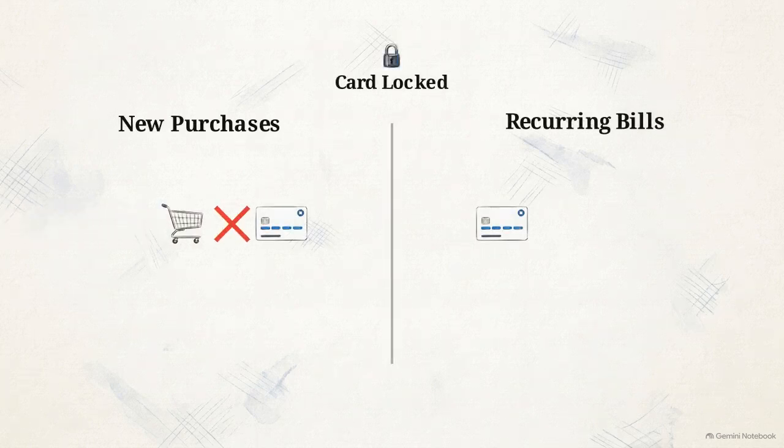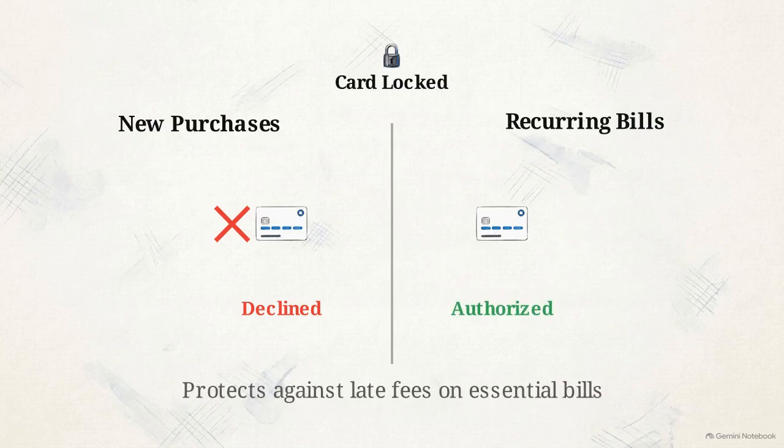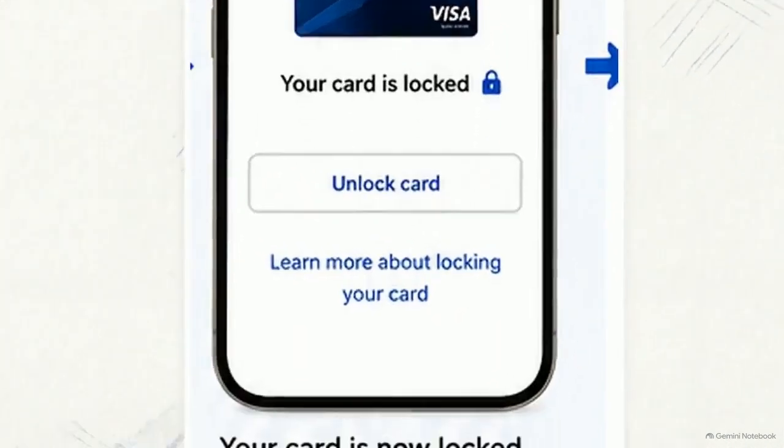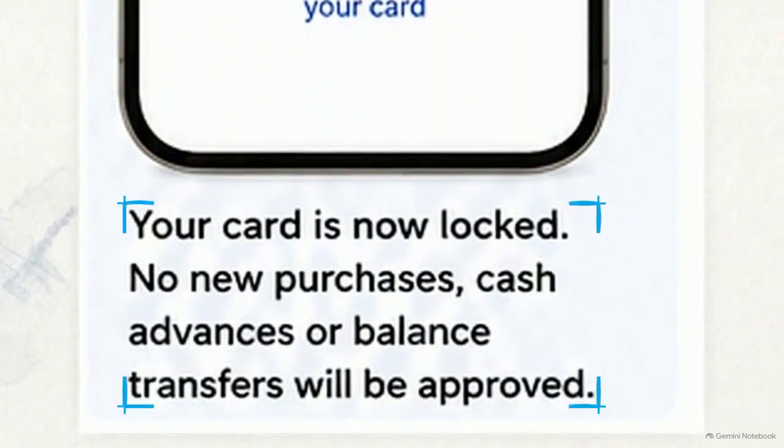The system is designed to allow recurring payments to continue during a lock, to protect you from accidental delinquency and late fees on essential bills, while you search for your physical card. This verification screen clearly shows that the system has successfully changed the card's security status, indicated by a closed padlock icon. The text at the bottom reiterates exactly what is strictly prohibited. No new purchases, cash advances, or balance transfers will be approved.